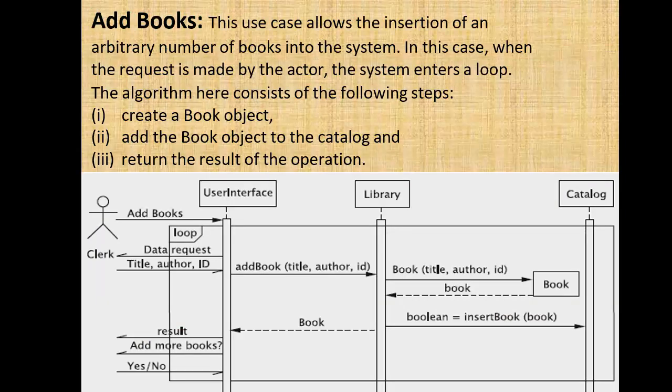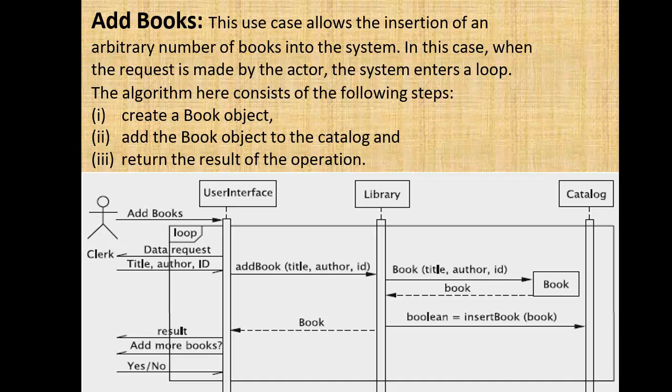Next, add book. This use case allows the insertion of an arbitrary number of books into the system. In this case, when the request is made by the actor, the system enters a loop, and the algorithm here consists of the following steps. First, create a book object, then add the book object to a catalog and return the result of the operation. The same thing is shown here.